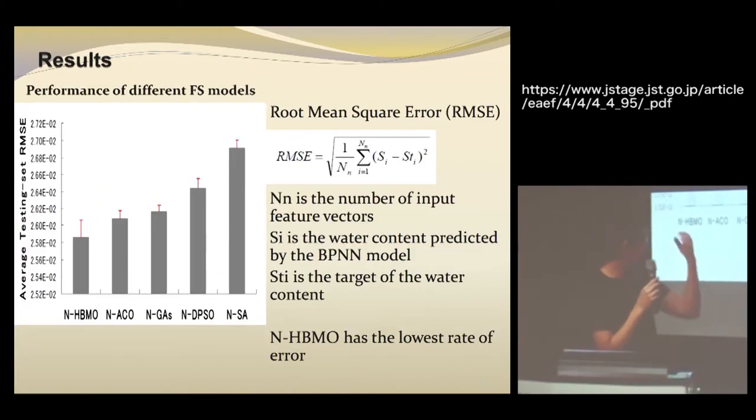Here are the performance results of the different FS models. It's a graph about average error, the root mean square error. Here's the formula for calculating the amount of errors, and we can see that the HPMO, the Univ mating optimization, got the lowest rate of error.